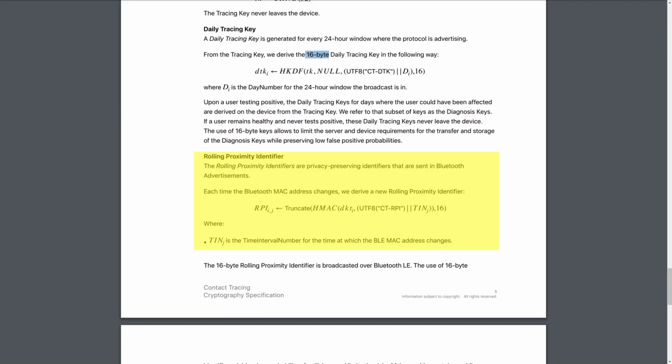The rolling proximity identifier is a privacy-preserving identifier that is sent in Bluetooth advertisements, which we saw before from the Bluetooth specification. Each time the Bluetooth MAC address changes, we derive a new rolling proximity identifier. It's derived using the HMAC function, using your daily key, followed by the text CT RPI concatenated with TIN-J, where TIN-J is the time interval number for the time at which the Bluetooth Low Energy MAC address changes, and 16 being what we want to truncate the HMAC to, giving a rolling proximity identifier of 16 bytes.